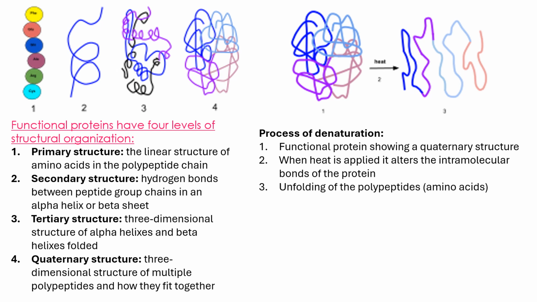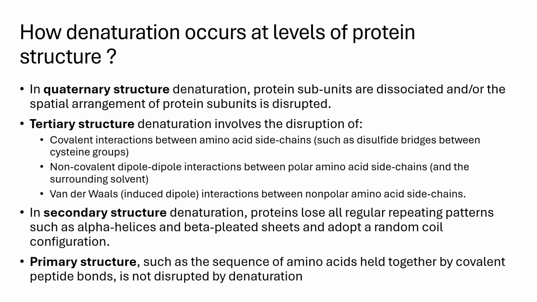Process of denaturation: a functional protein showing a quaternary structure. When heat is applied, it alters the intermolecular bonds of the protein, unfolding the polypeptide amino acids. The polypeptide amino acids are unfolded. How denaturation occurs at levels of protein structure.